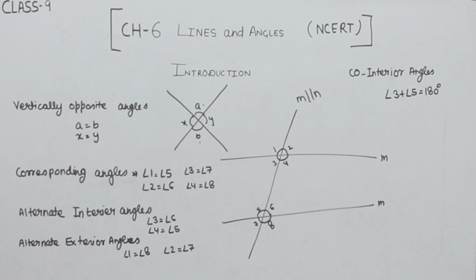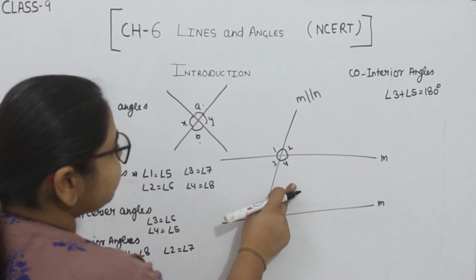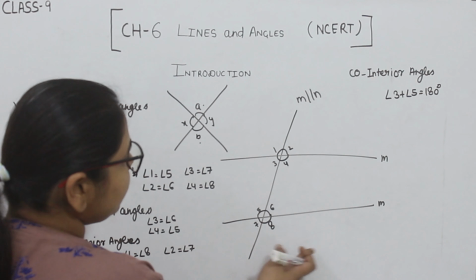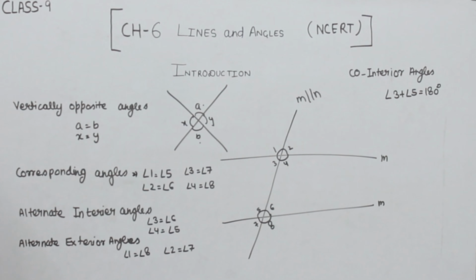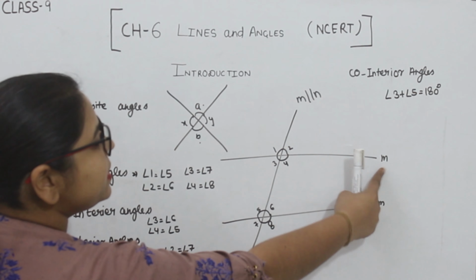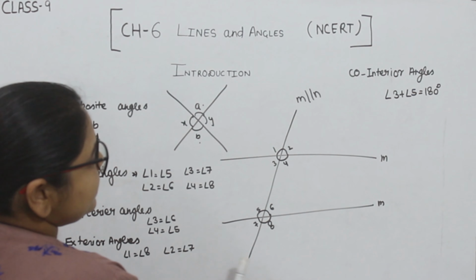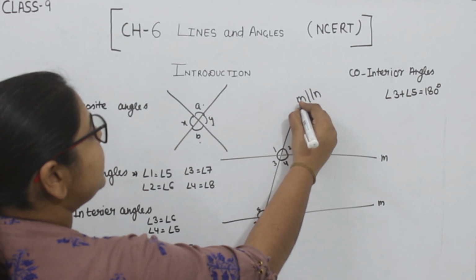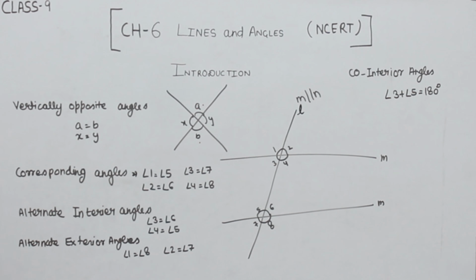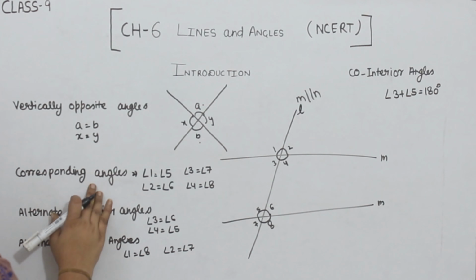Now comes the next topic. We are going to understand these angles with the help of this figure. There are two lines where M is parallel to N and L is intersecting both of them. Now start with the corresponding angles.